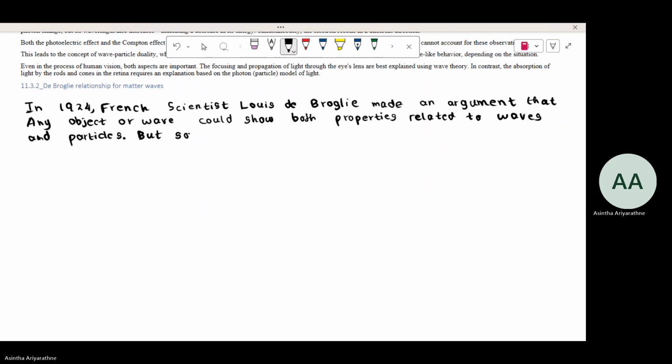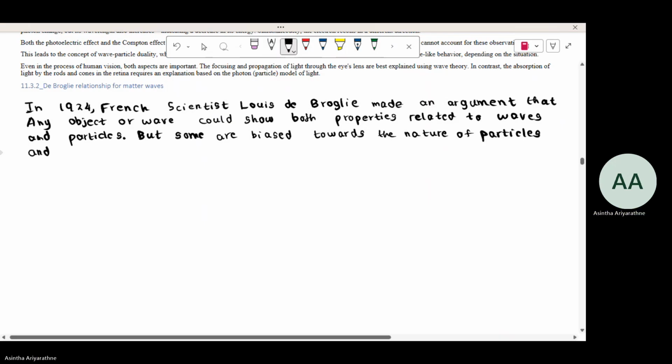But some are biased towards the nature of particles, and some are towards waves. Right?